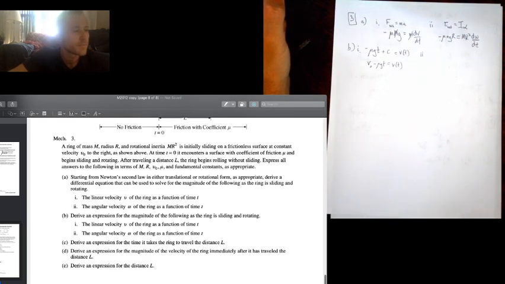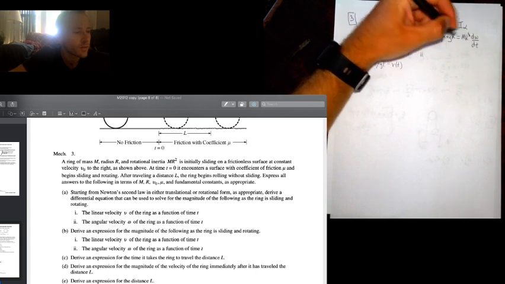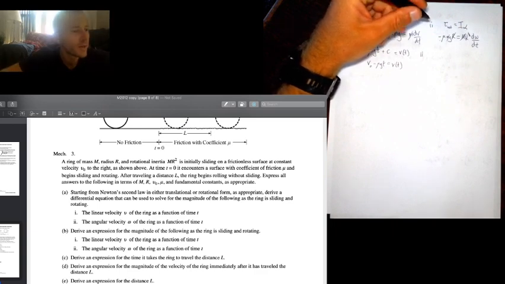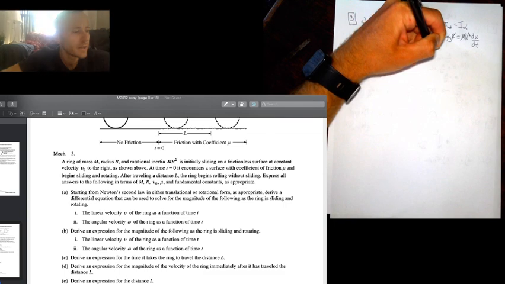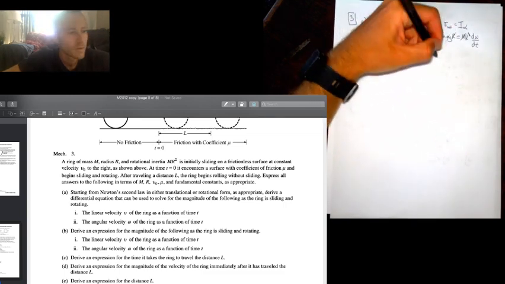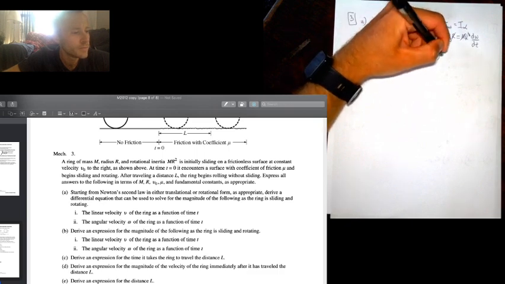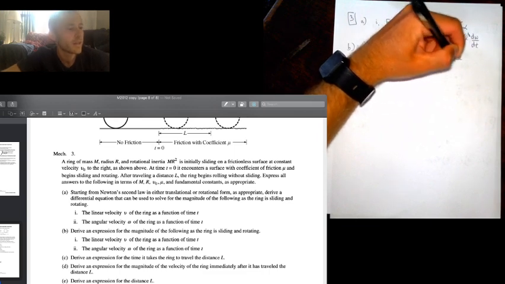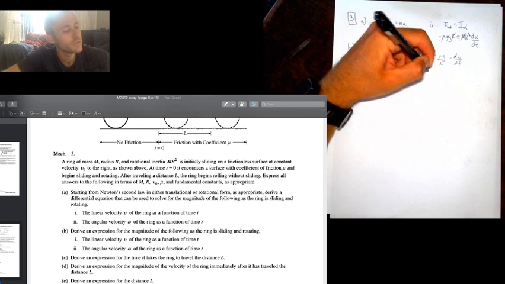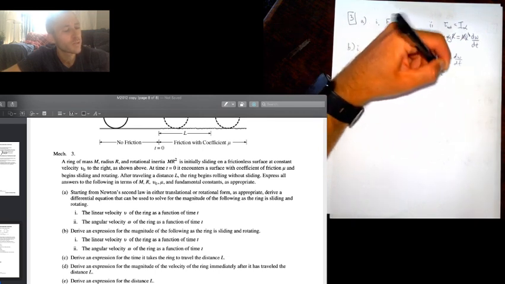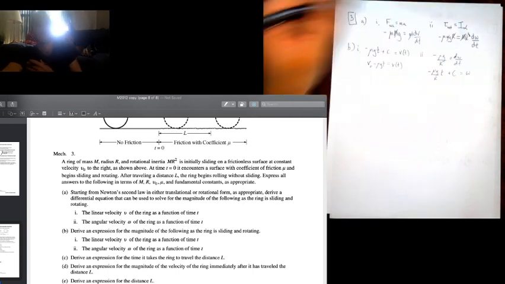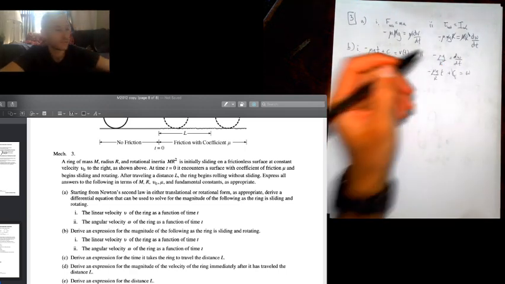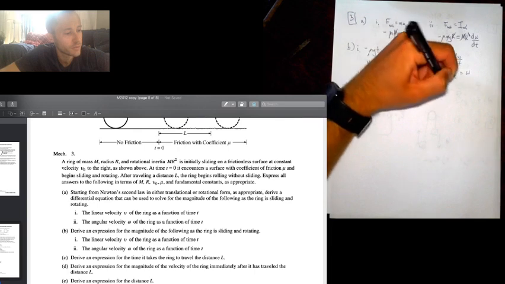Okay. Solving the second equation, the r's cancel out. So we have minus mu g over r equals d omega/dt. And integrating both sides, we get minus mu g over r times t plus a constant equals omega. Now, it starts out not spinning, so that means that c equals 0 in this case. So we have omega equals minus mu g t over r.